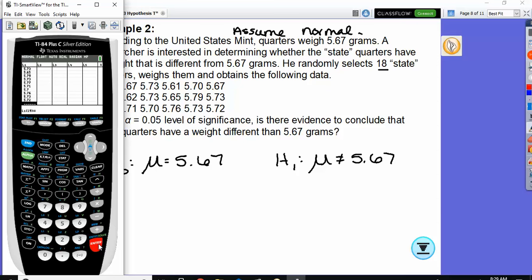We have two options from here. If I were going to find my t-value by hand, we would need the mean and standard deviation from this. So how did I get all that stuff? Do you guys remember what we went to? We do not want a frequency list, so your list should be L1. Frequency list, if you have anything there, just clear it out.